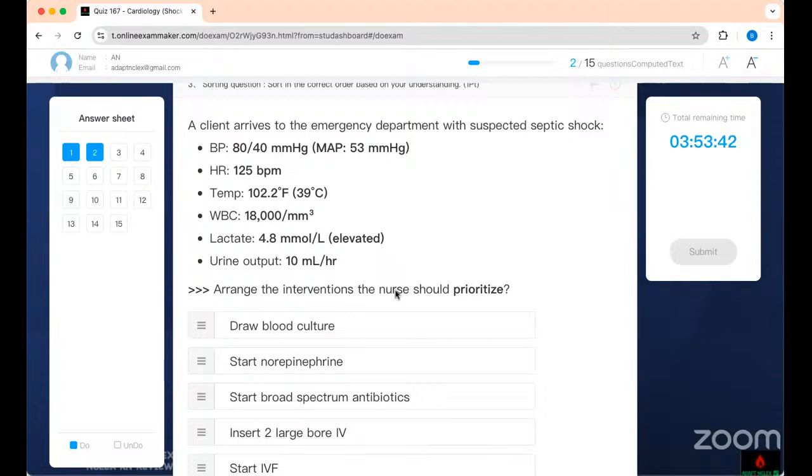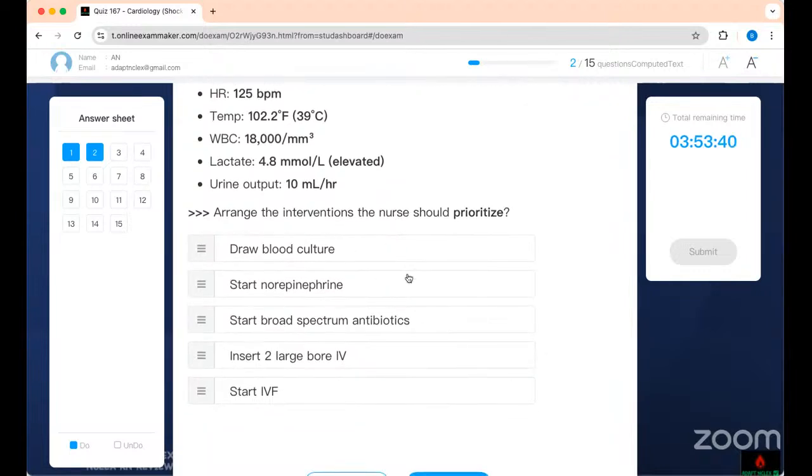And then I say, arrange the interventions the nurse should prioritize. A patient in septic shock, what do you want to do? Draw a blood culture, start norepinephrine, start antibiotic, insert two large-bore IVs or IV fluid. If you're on the line, put down your answer. Let me see what you think. Arrange them the way you think it should be done.